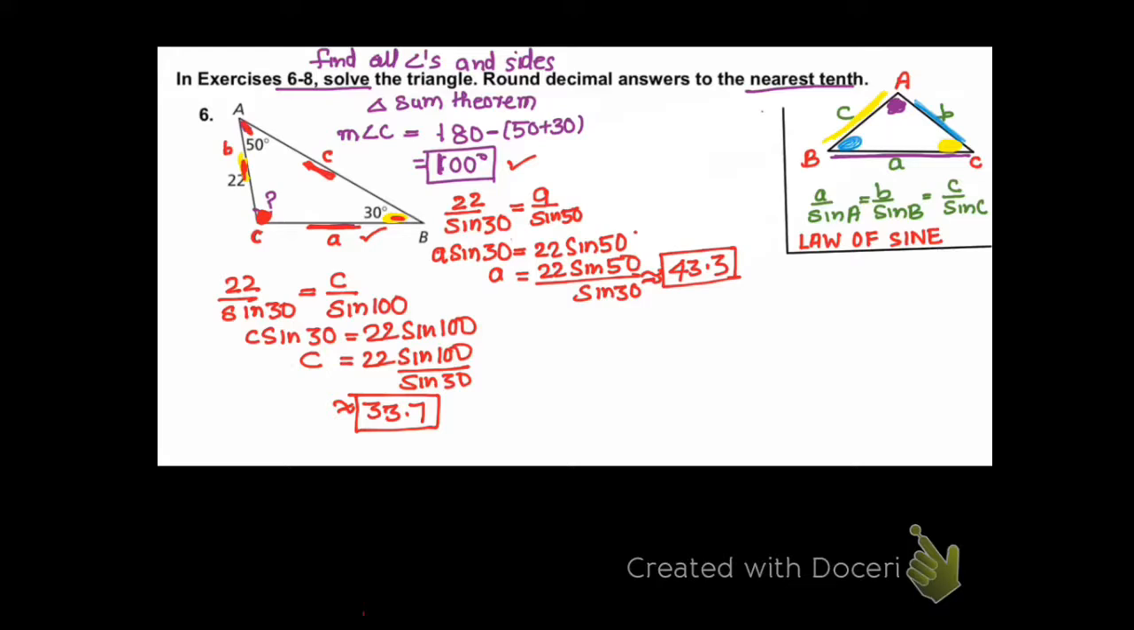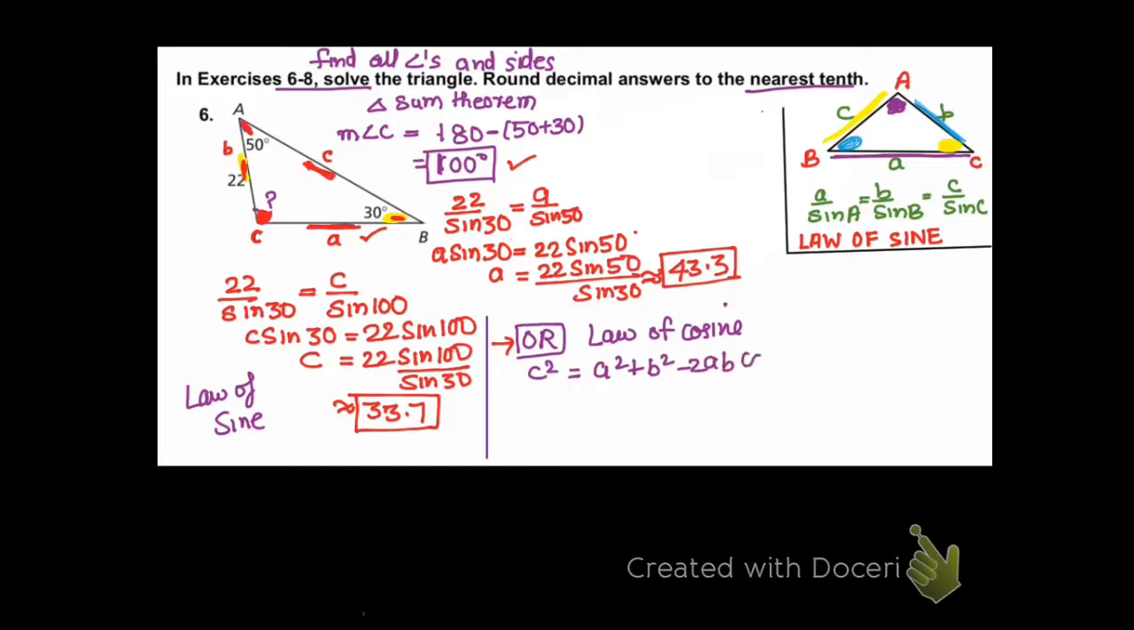So there is another way. I'm showing you how you can do the same calculation for C. Keep in mind I'm showing you an alternative way. Here I used law of sine, but you can still use law of cosine if you want to find C. So there could be different ways. C squared is equal to a squared plus b squared minus 2ab cosine of C.